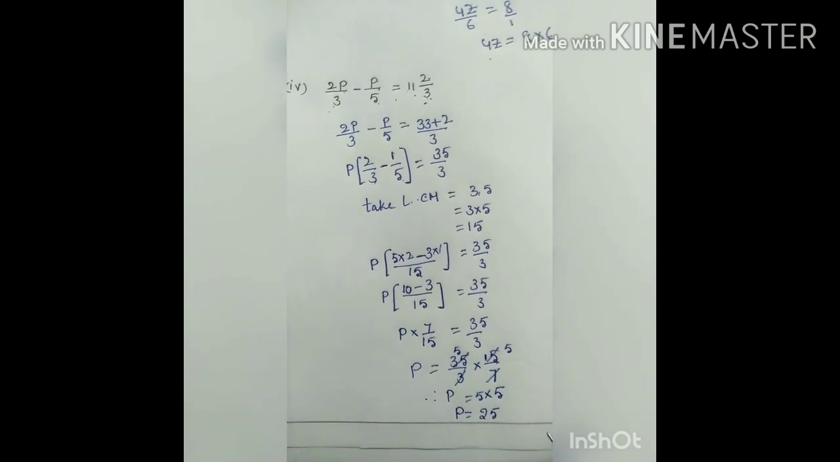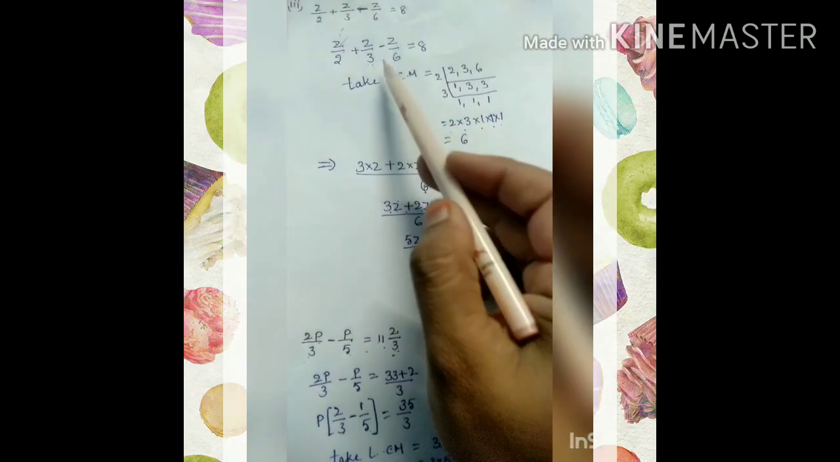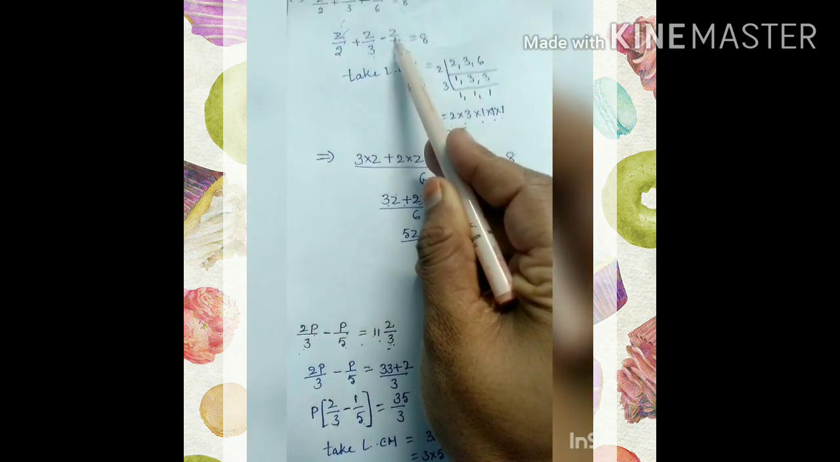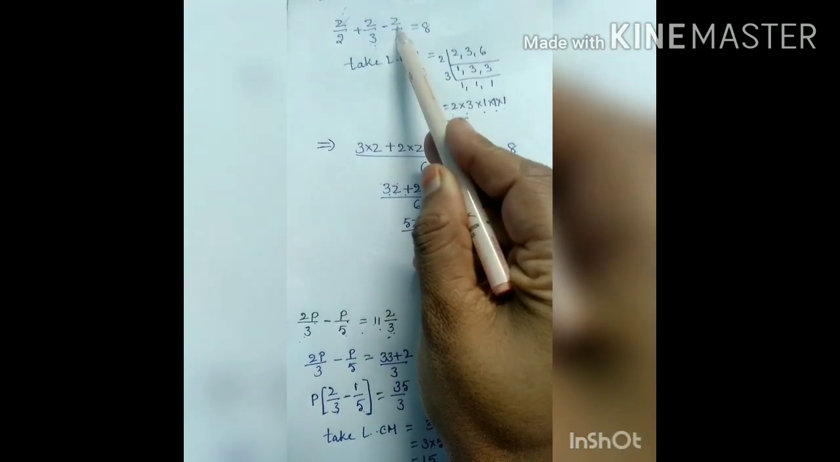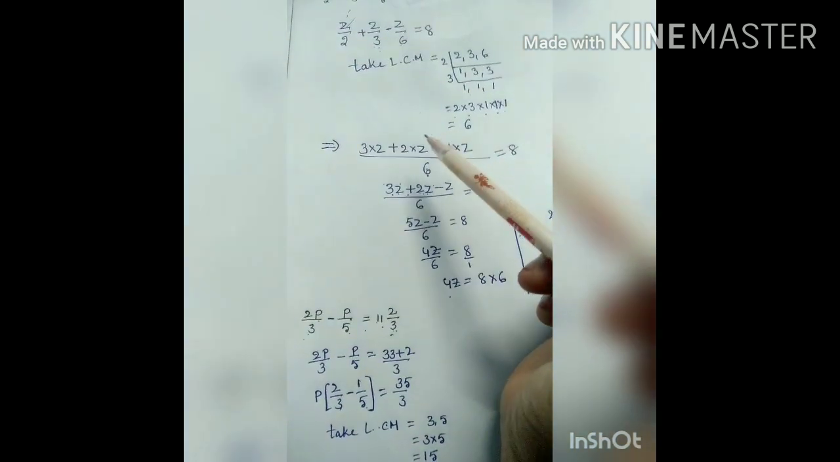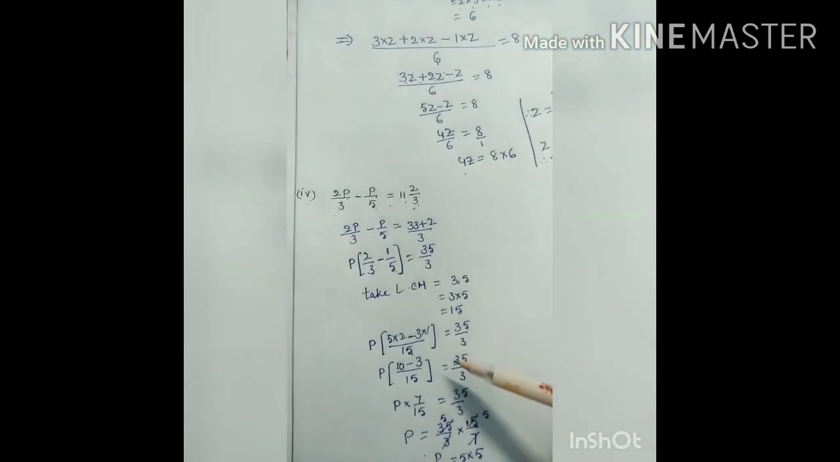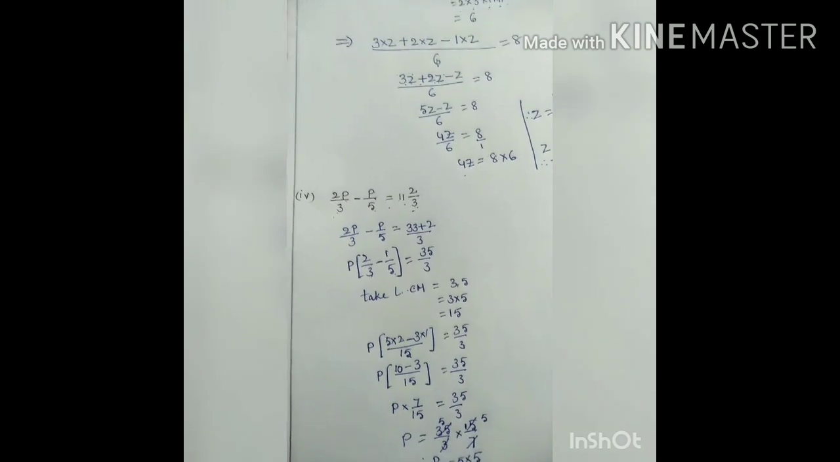Okay children. So in this previous problem also we can take the variable common, because there are 3 terms in the same variable. So it is one method and it is another method. Okay children.